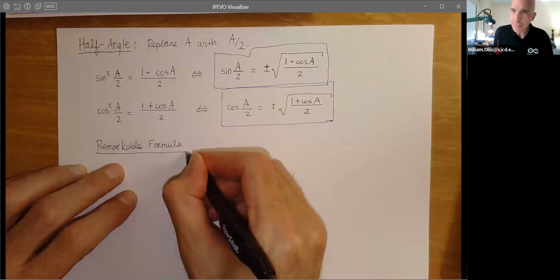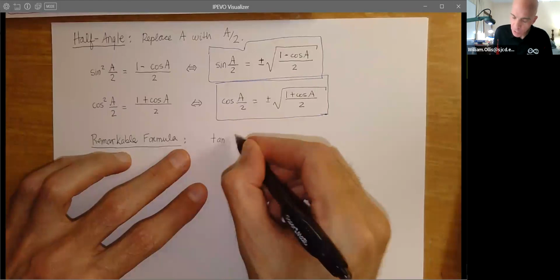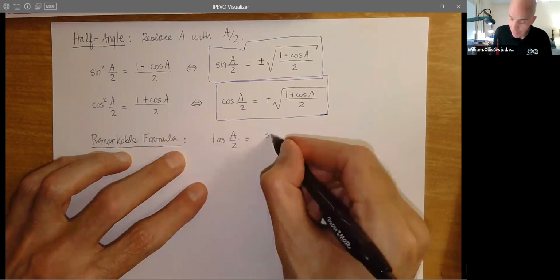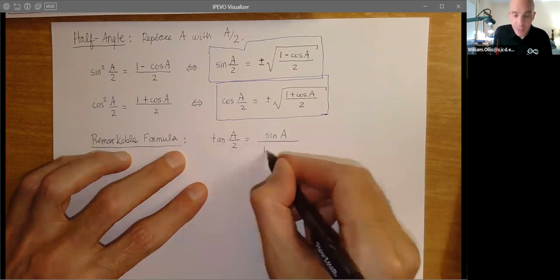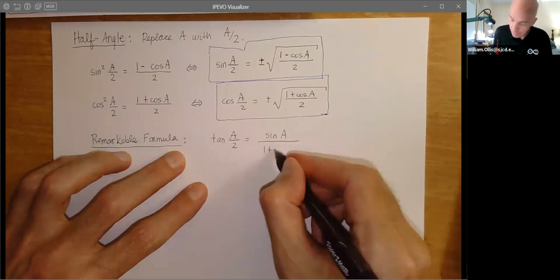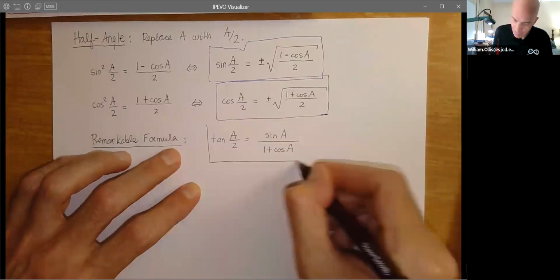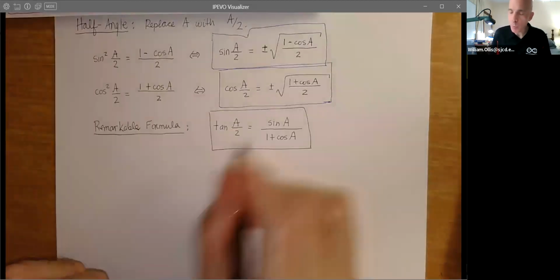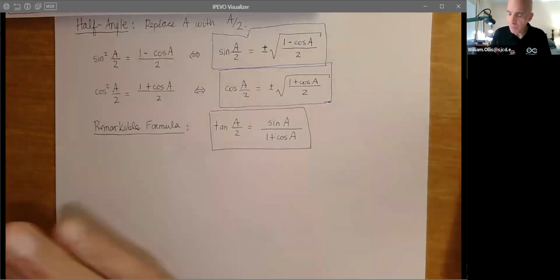So what is it? It looks like this, and you can conjugate this if you want, but I'm going to do the tangent of the half angle. And this equals the following. That is, this is sine of A divided by 1 plus cosine A. There is no plus or minus in this formula. That is a remarkable formula. You can multiply and divide by 1 minus cosine A and flip it around, feel free.